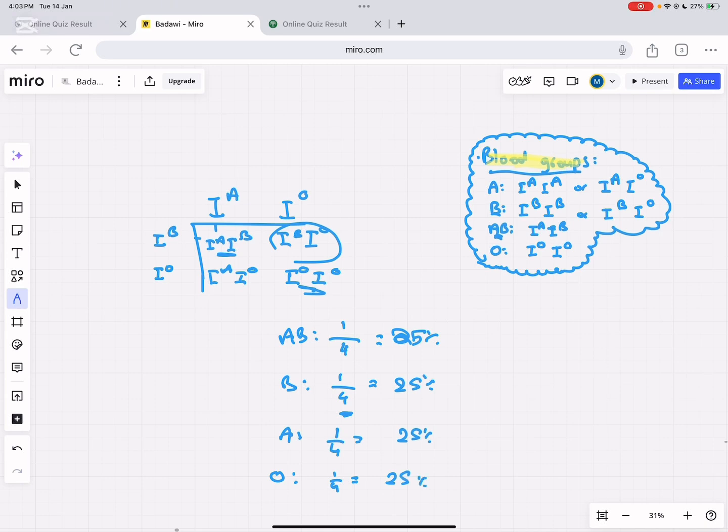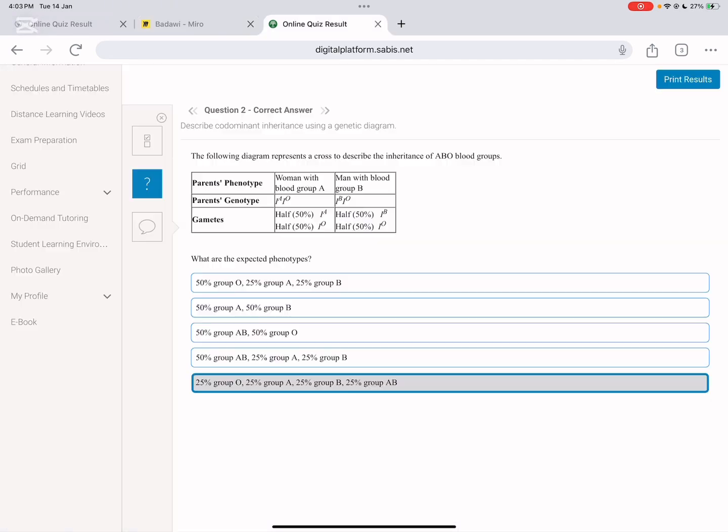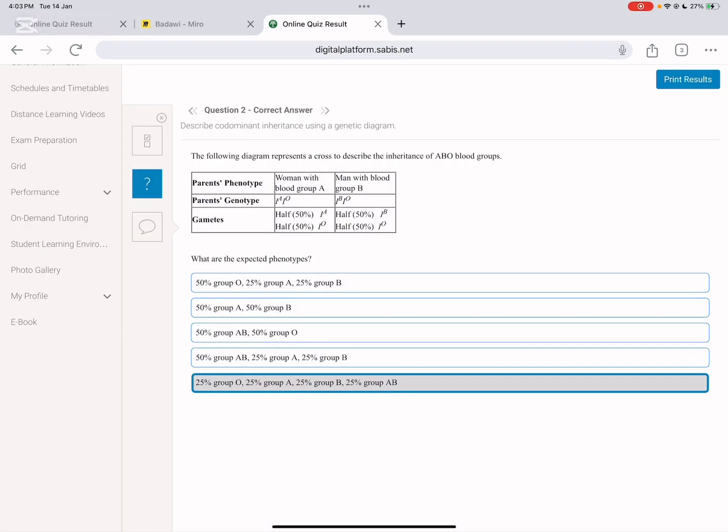And always, guys, the sum of all your probabilities should add up to 100. If they add up to less than 100, then you've done something wrong. If they add up to more than 100, then you've also done something wrong. So what are the expected phenotypes? We said 25% group O. Because they asked about the phenotype, we're not going to say IA IO. We directly give the phenotype. And that's it, 25% for O, A, B, and AB.